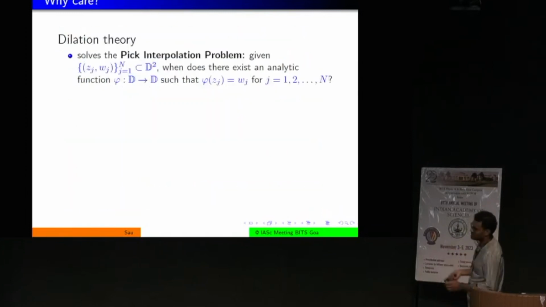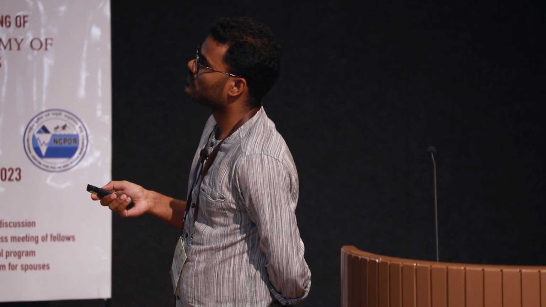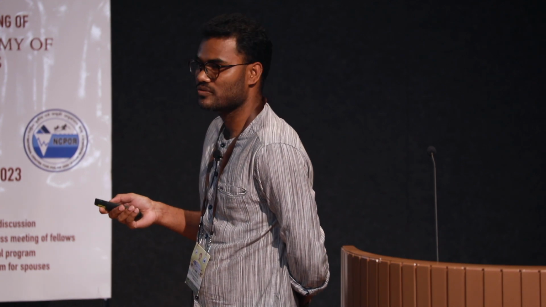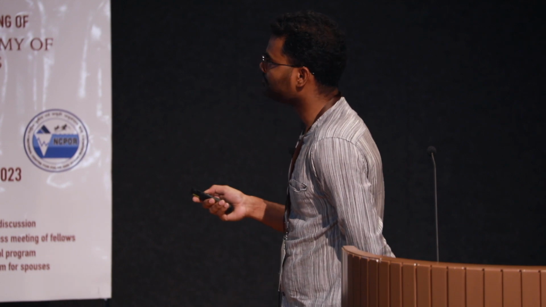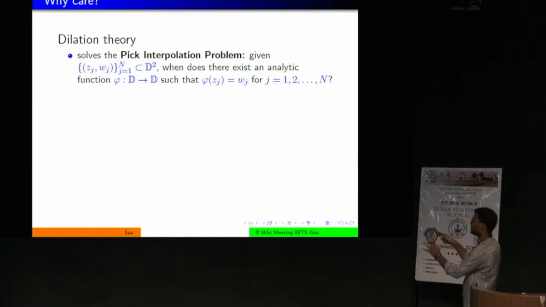And so before I propose the problem, I want to walk you through why you might want to care about dilation theory. It gives you a very different, much easier approach, I would say, to the Pick interpolation problem, which asks: you have been given z_j and w_j from the bidisk. The z_j are distinct, j equal to 1 to n, and the w_j may be equal. The problem asks, when does there exist an analytic function that maps the z_j to the final data w_j?